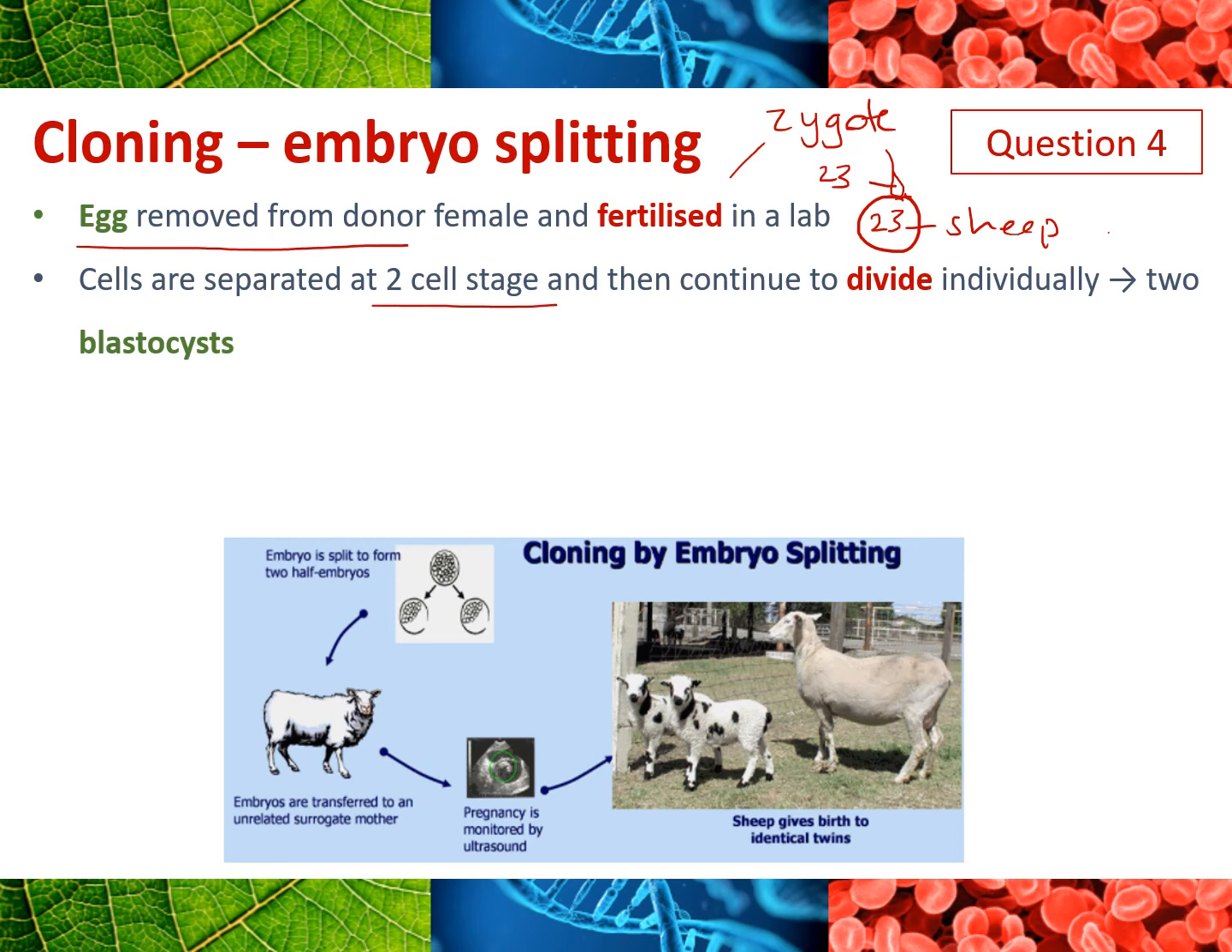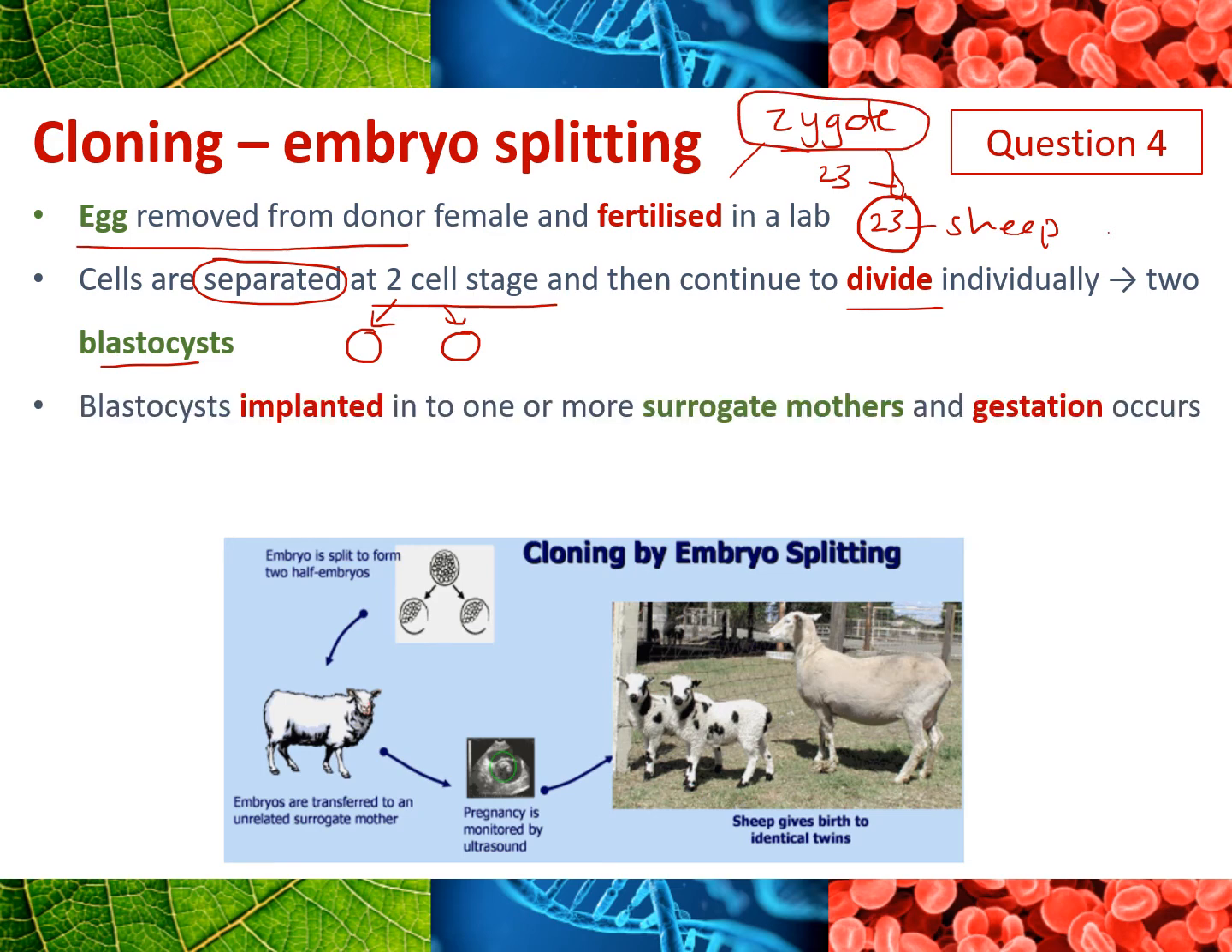In embryo splitting, those cells get separated. As soon as the zygote has separated into two cells, those two cells get put into different petri dishes, basically different things in a lab, and then they're left to divide individually. Each of those two cells will then divide into two different blastocysts. So mitosis is occurring in both of them. They're both identical. Both of those blastocysts will be identical to the genetic information in that zygote.